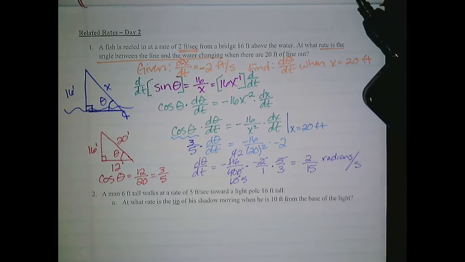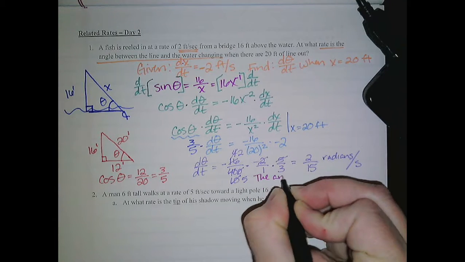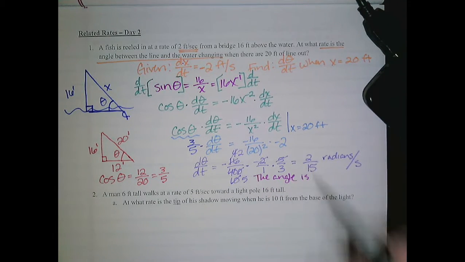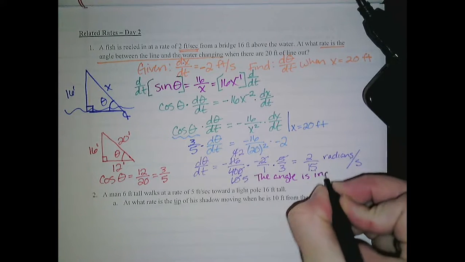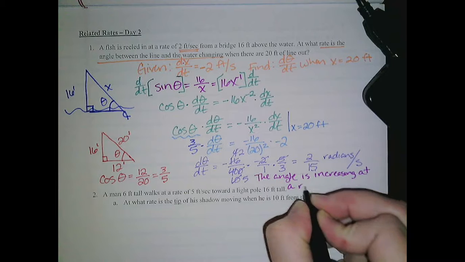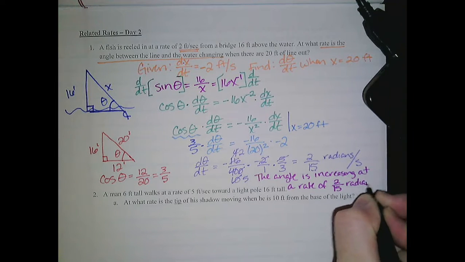So if I wrote this out as a complete sentence, I would say that the angle is increasing because its rate of change is positive at a rate of 2/15 radians per second.